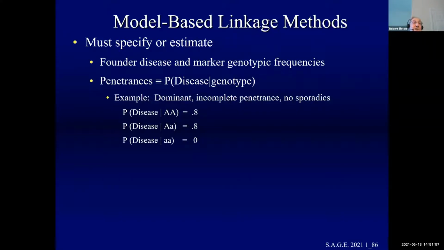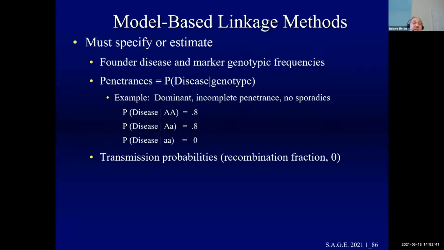For example, consider a locus that with respect to disease is dominant with incomplete penetrance and no sporadics. The probability of disease given, say, capital A capital A is 0.8, given capital A little a is the same because it's dominant, and the probability of disease given little a little a is 0. The fact that the first two probabilities are not 1 means you have incomplete penetrance. The fact that the probability of disease given little a little a is 0 means you have no sporadics. So that's just an example.